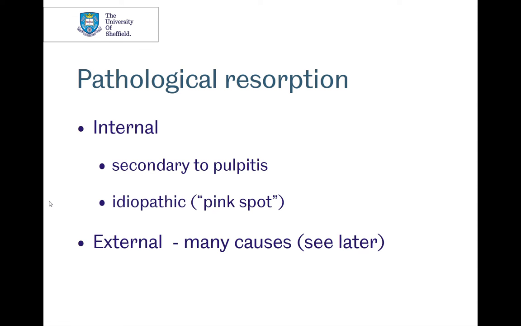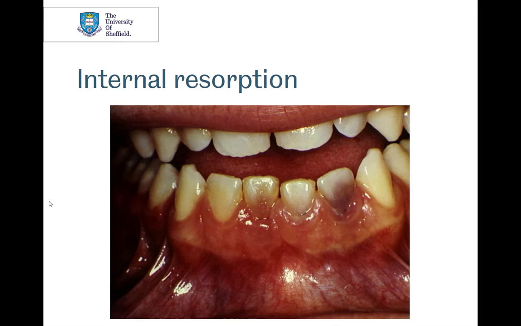Sometimes it can be secondary to pulpitis. The pulp, when it's inflamed, can essentially start to eat itself. But there is this rather curious condition known as idiopathic internal resorption of the pulp, the so-called pink spot. And this is what it looks like here. And you can see in these incisors that there is this thinning of the tooth so much that you can see the pulp shining through, which is why it's got the term pink spot condition.